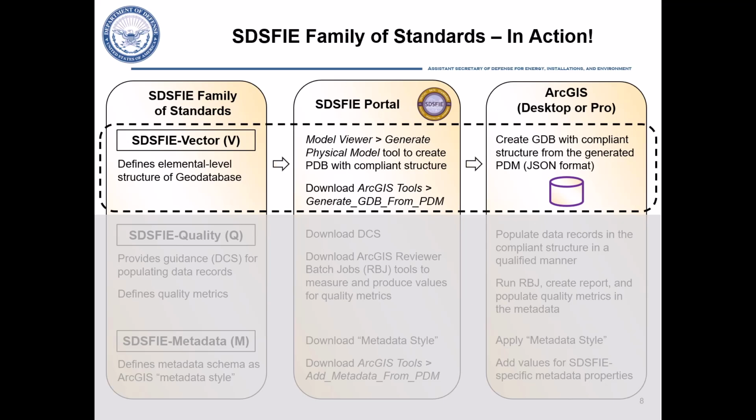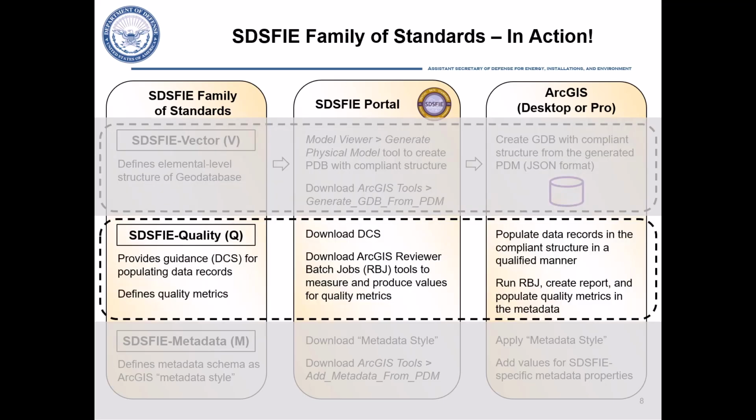Clearly, each component is encouraged to pursue the most efficient and effective pathways and processes to achieve compliance to the mandated standards. To reiterate, the quality standard is implemented both to provide guidance in the form of data content specifications, or DCS, that describe how the data records for the feature classes in the standardized geodatabase schema are appropriately populated, and to define quality metrics and provide tools to produce values for the metrics that then can be populated in the metadata of each feature class. All DCSs and each corresponding RBJ are made available through the SDSFIE portal. Again, note that the DCSs and RBJs address gold feature types.